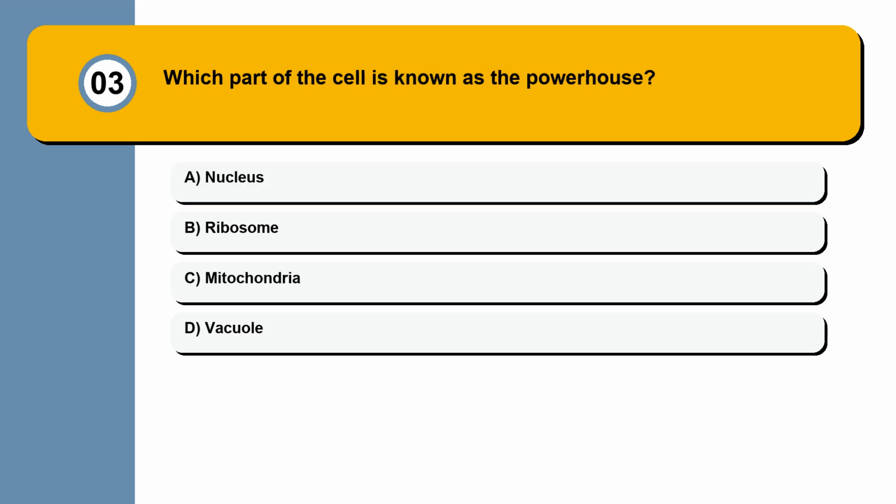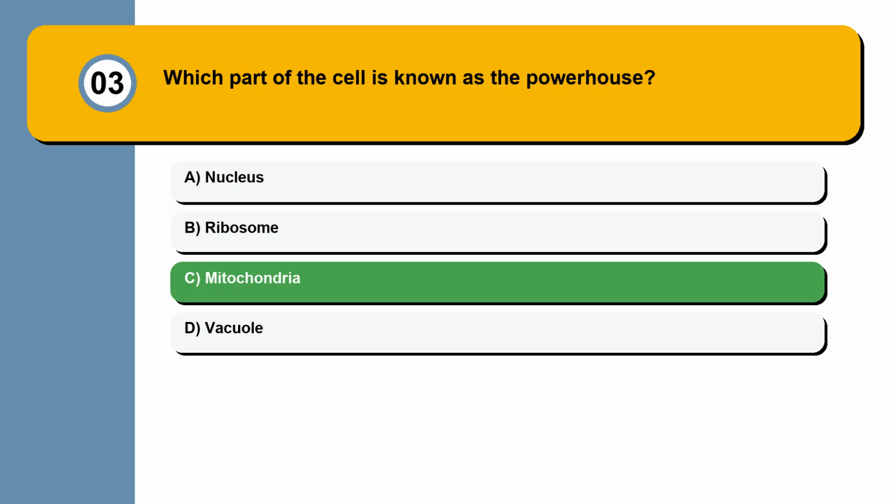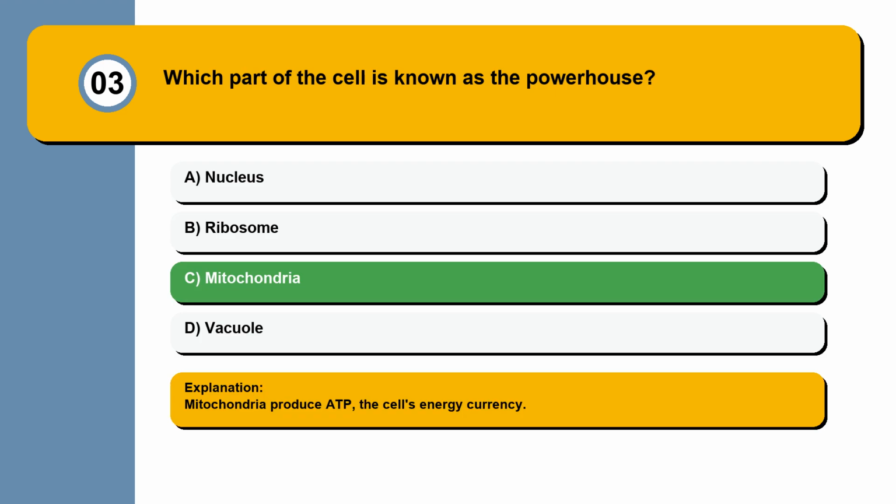Question 3. Which part of the cell is known as the powerhouse? Nucleus, ribosome, mitochondria, vacuole. Mitochondria produce ADP, the cell's energy currency.